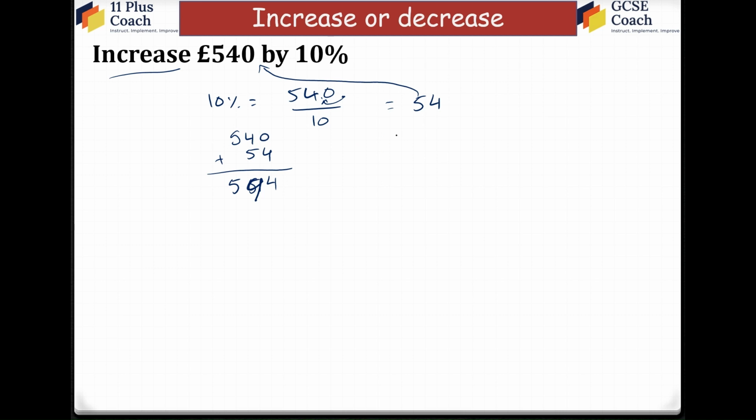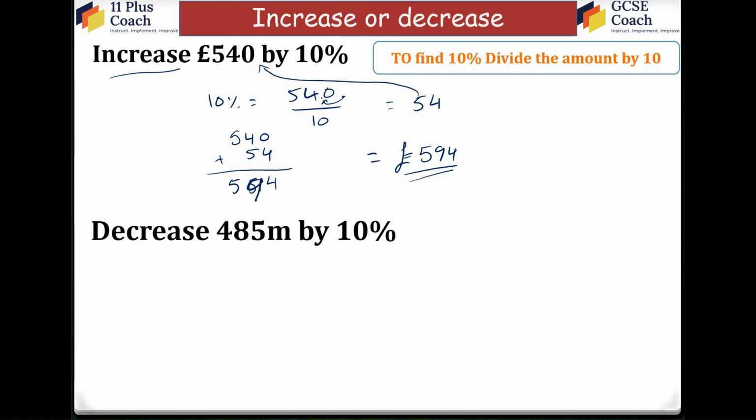So increasing £540 by 10% is equal to £594. Hopefully that makes sense. Pause the video and try this question yourself. Read the question carefully. It says decrease. So let's see if you get this right. Okay, so hopefully you've had a go at this question.